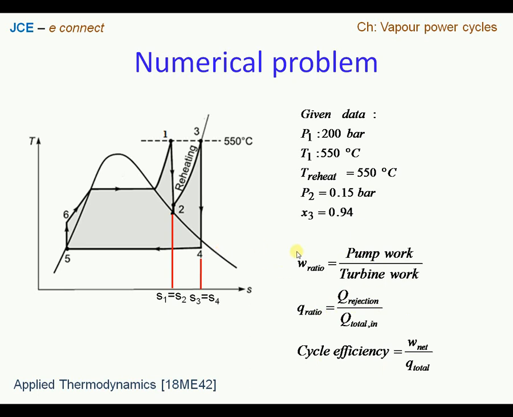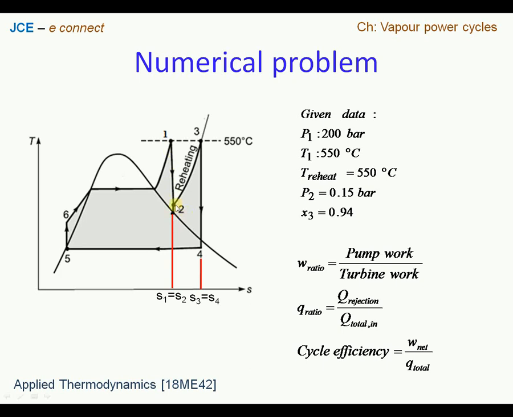Now if we look into all these parameters, that is the work ratio, heat ratio, and cycle efficiency, all of these have to be worked out in terms of enthalpies. Therefore, from the TS plot, across each state point we have to work out the enthalpy. Based on the given data, at state point 1 we know pressure P1 and temperature T1. Therefore, referring to the data table we have to find in which phase it is, so that we know which is the right table to be referred, and we have to note the enthalpy at state point 1.